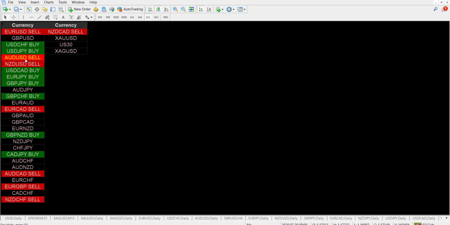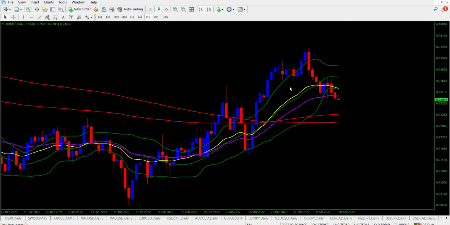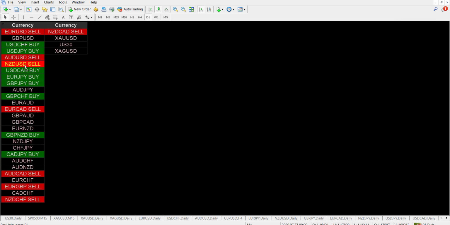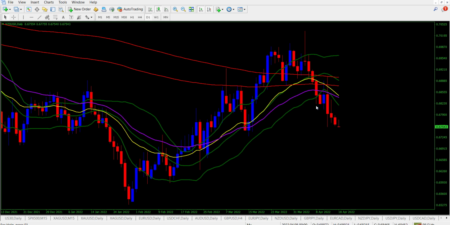The next is Aussie USD sell. The overall trend in the Aussie USD is up, and all the moving averages are also pointing towards the upside, so I will not take this trade. It is against my trading rules, so I will ignore this pair too. New Zealand dollar, once again the overall trend is up in the New Zealand dollar too, and the moving averages are also pointing towards the upside, so I will also ignore this pair.